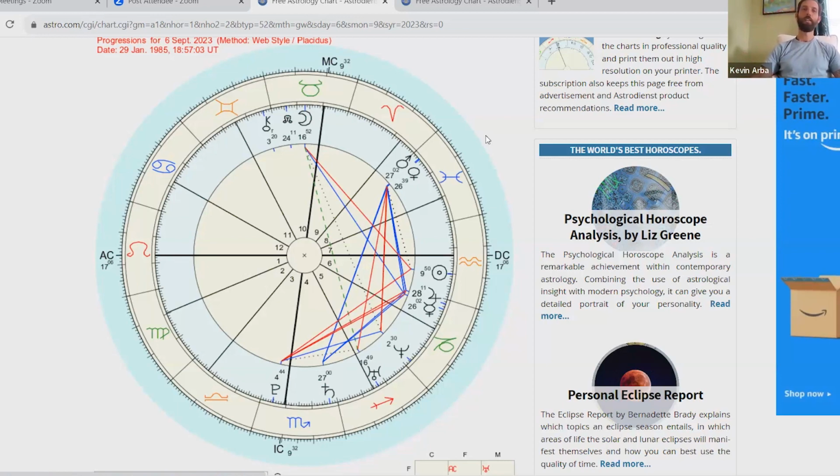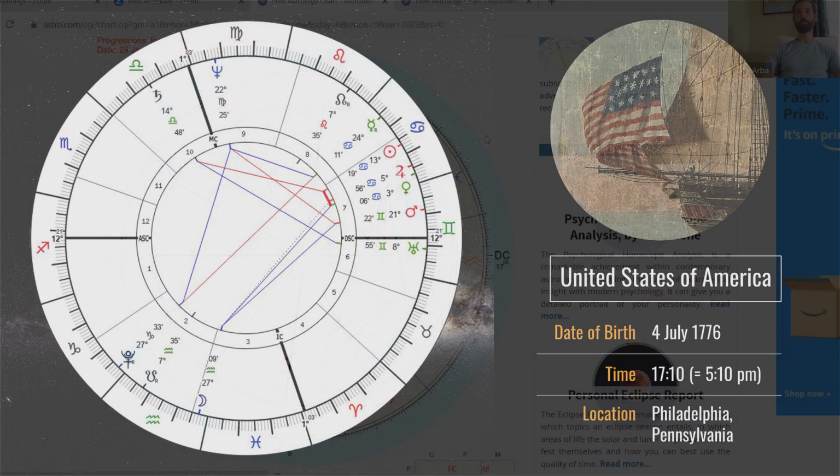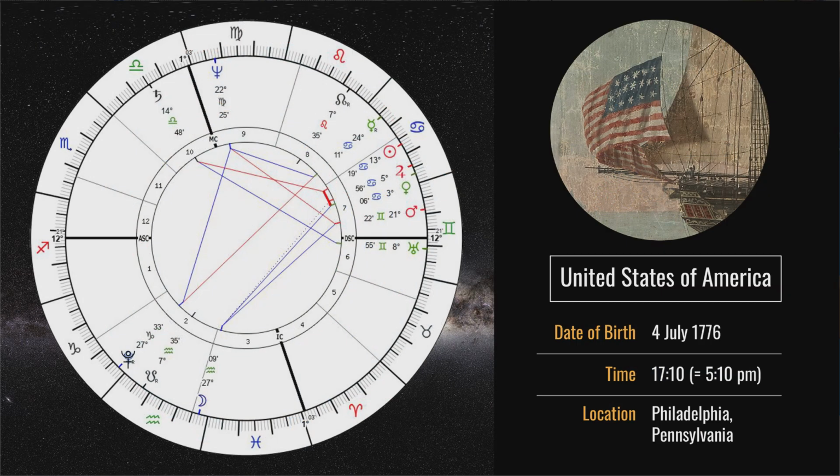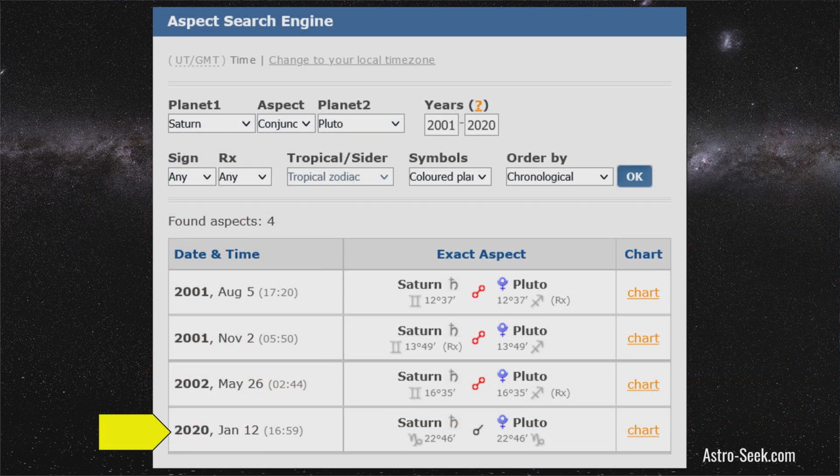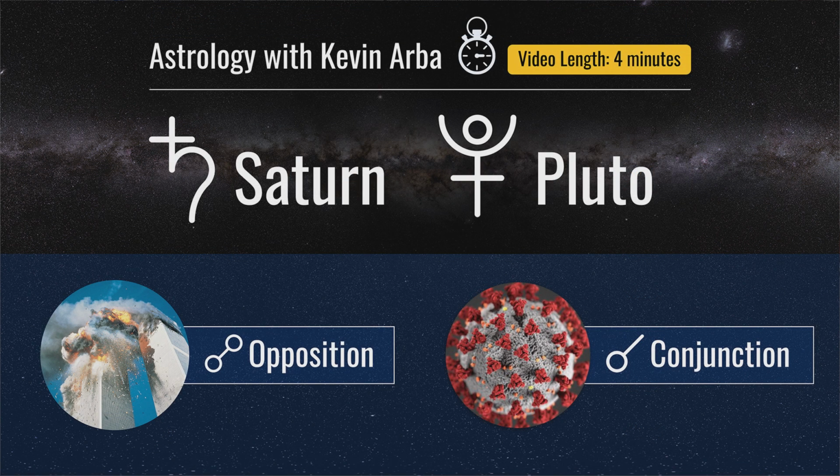And so, if you're looking at how it's affecting America, you can look at America's birth chart, and America also has a progressed chart. Interestingly. Yeah, I was going to say, I think before the pandemic actually happened, that was what astrologers were saying in January 2020. Not everyone, but a lot of astrologers were predicting a collapse in the financial system.